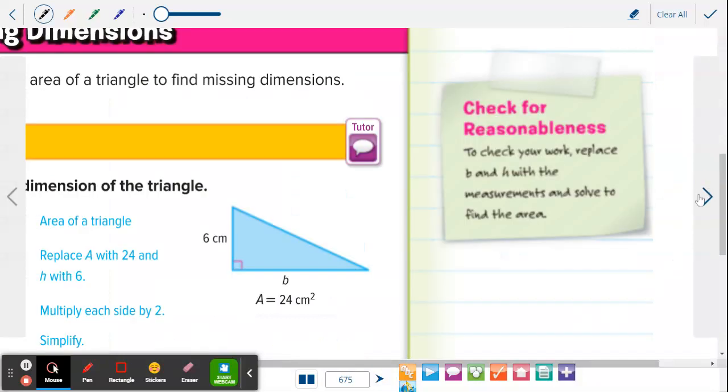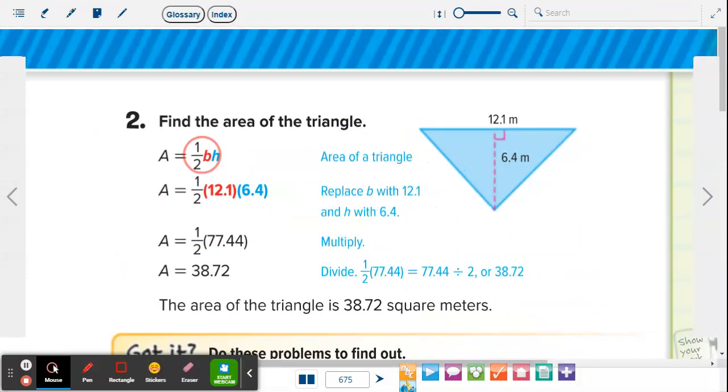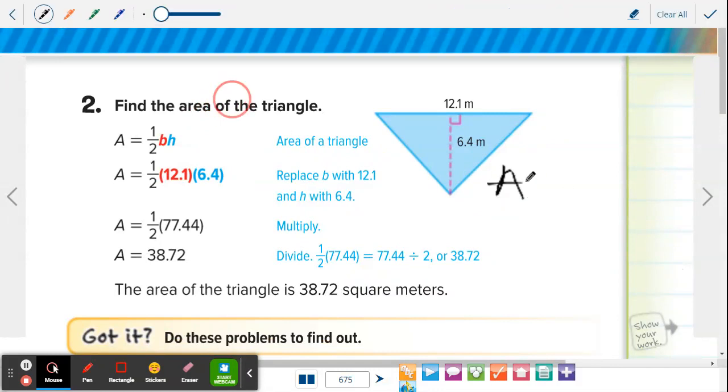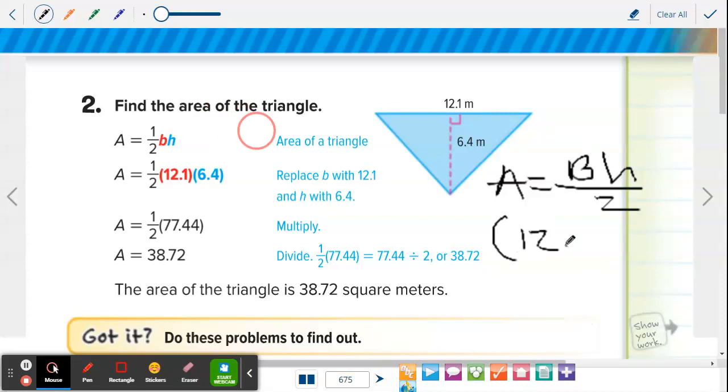All right, on the next page, another example. It says find the area of the triangle. So once again, we do area equals base times height divided by 2. Now this one, what would be the base? What is the base? 12.1. Okay, what's the height? 6.4. Now, if they would have done this, does that have anything to do with the height of the base?